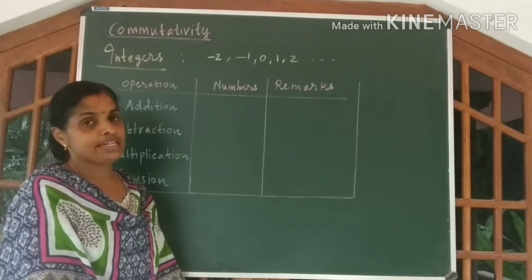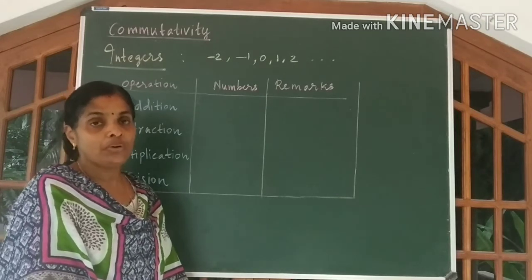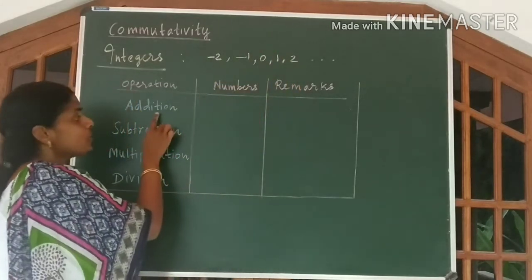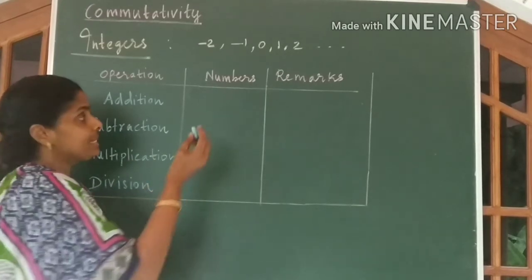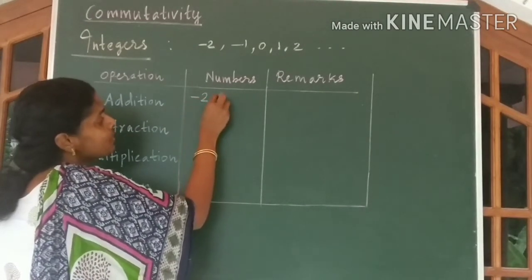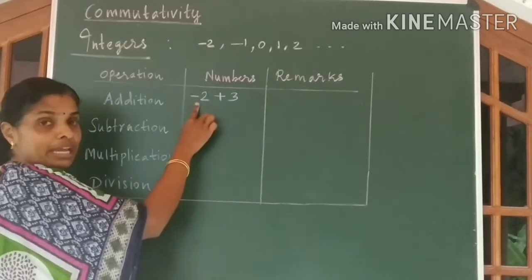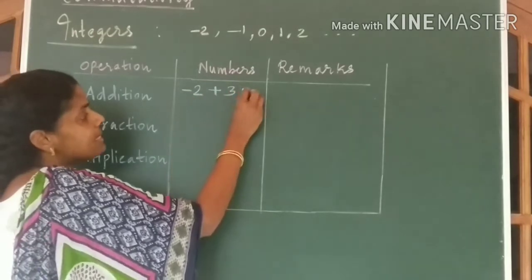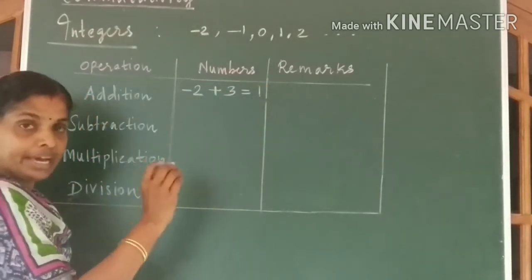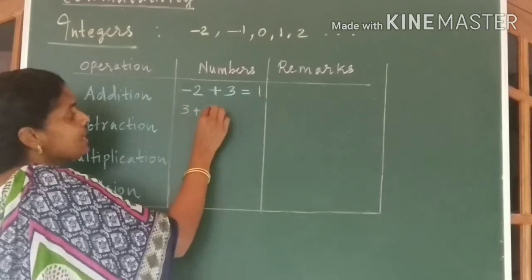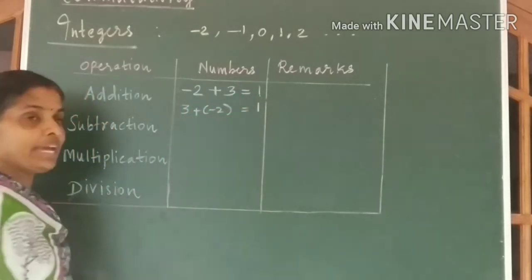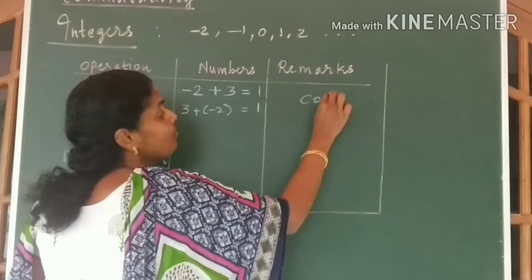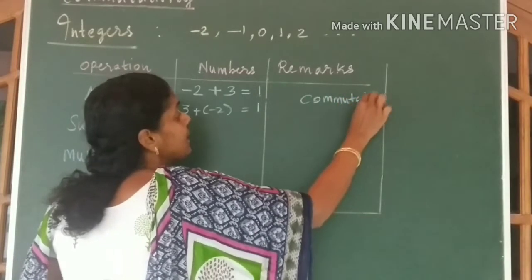Now let us check the same property for integers. You know integers are nothing but 0, positive numbers and negative numbers. So addition. Take any two integers. I am taking minus 2 and 3. I took a negative integer and a positive integer. Negative 2 plus 3 gives you 1. Now let us add 3 plus minus 2. Then also you get 1. So what can you say? Addition is commutative in the case of integers.